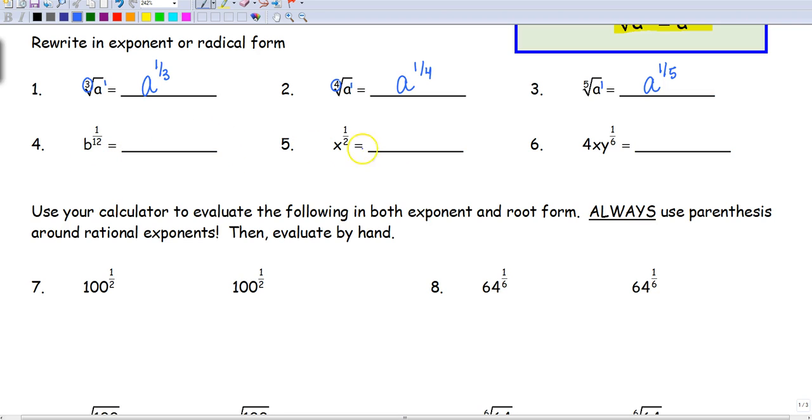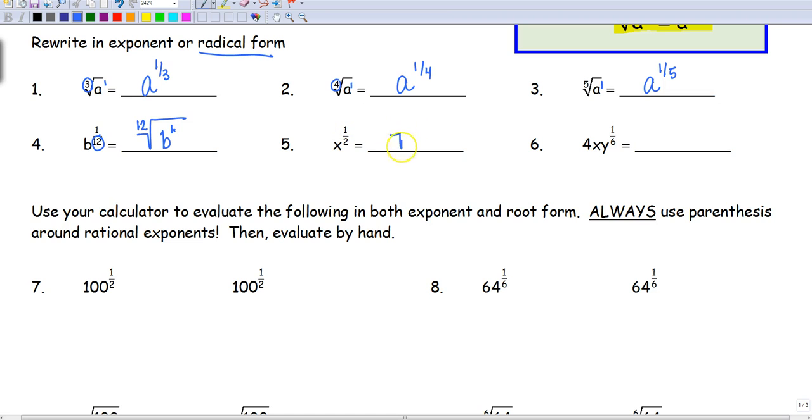All right, now these are already in exponent form. We're going to change them to radical form. So start by making a root. Put your base, which is a b, inside. Denominator is always your index. And I'm just going to put a little 1 there just so I can see that 1/12. But feel free to not have the 1.